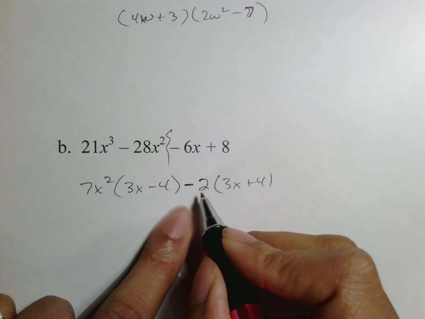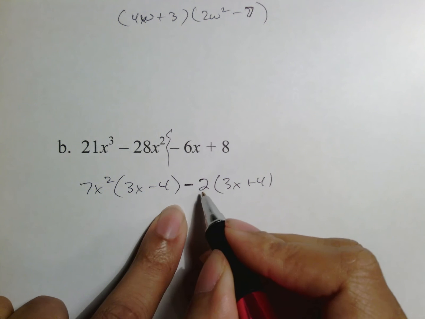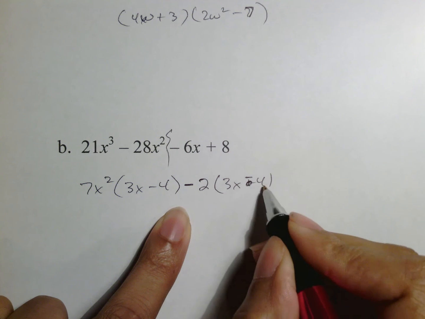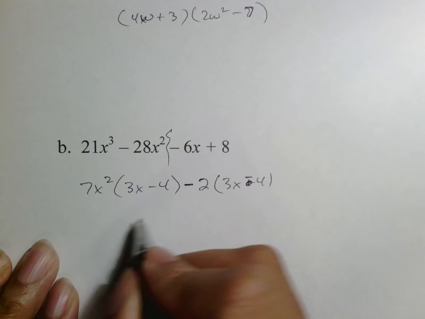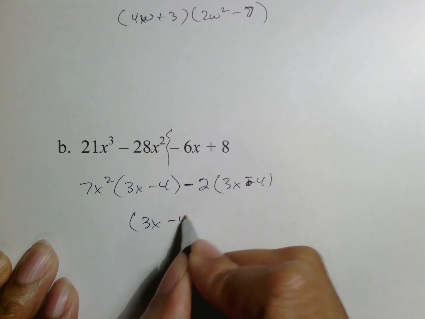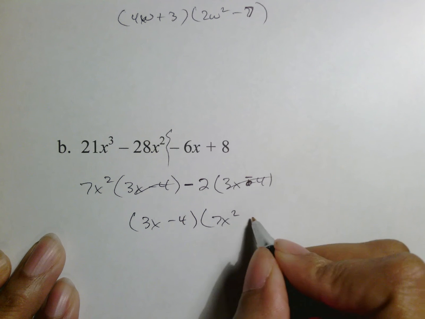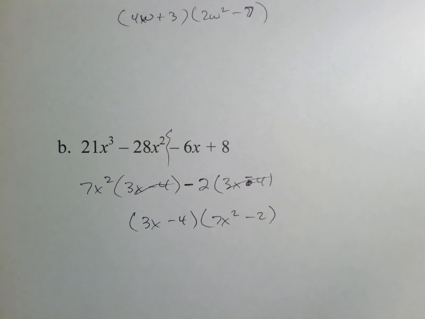Do a real quick check. Negative 2 times 3 is negative 6. Negative 2, I'm sorry, it should be minus 4. Negative 2 times negative 4 equals a positive 8. And so in the end, they both have 3x minus 4 in common, which when you take them off, you end up with 7x squared minus 2.